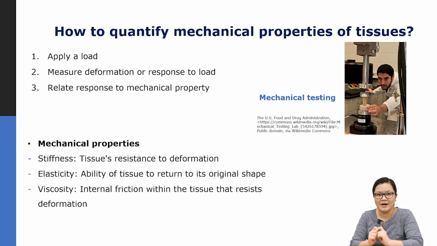So for example, if you have a rubber band, which is fairly elastic, you stretch it and deform it, you release it, and then it will come back to its original configuration. Viscosity is another parameter, and that's a measure of the internal friction within the tissue that resists the deformation. Typically, the viscosity term is more applicable to liquids. However, your body is made up of mostly water, and therefore your body is estimated as a viscoelastic type of medium.